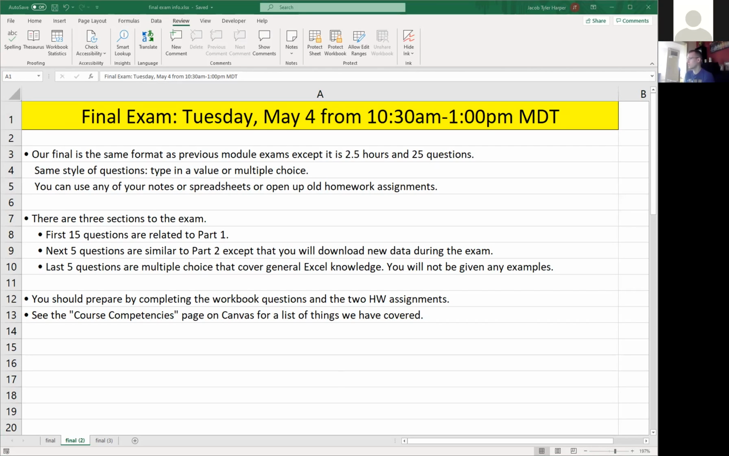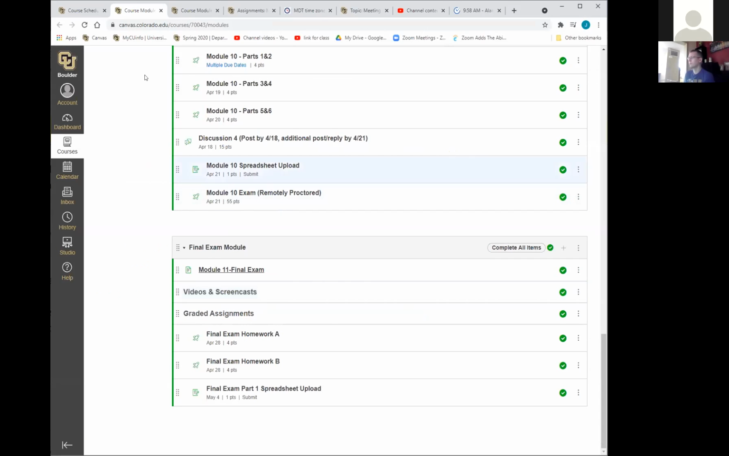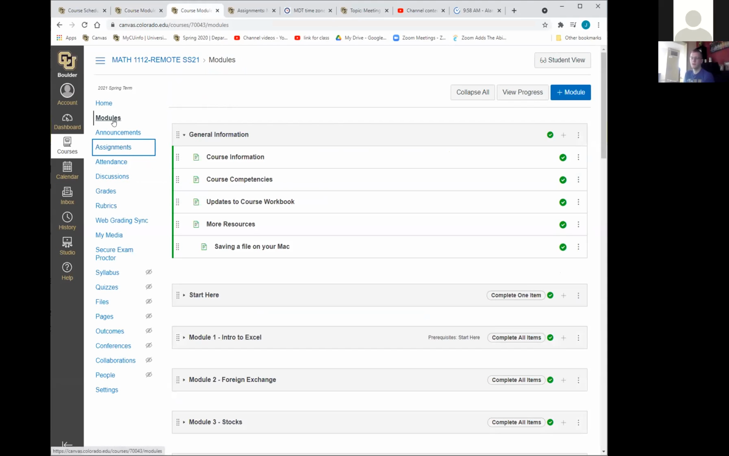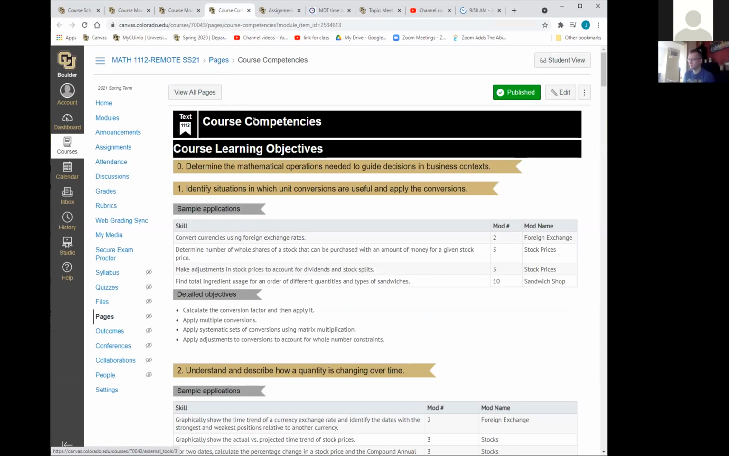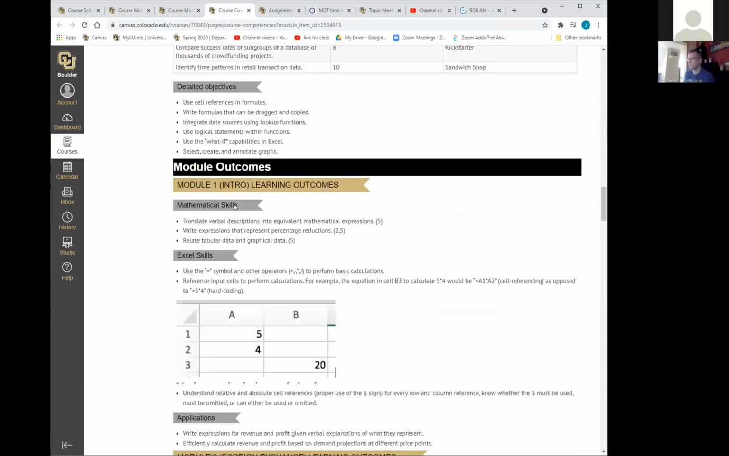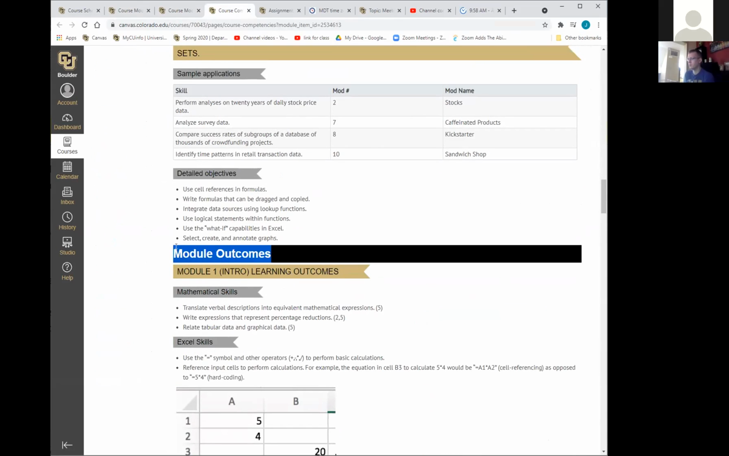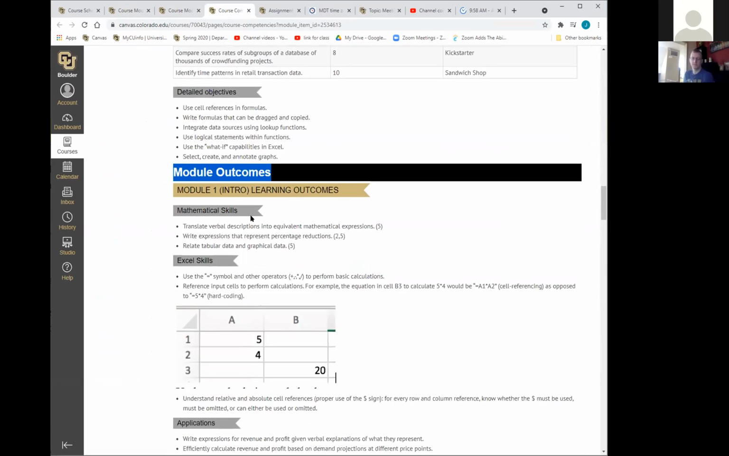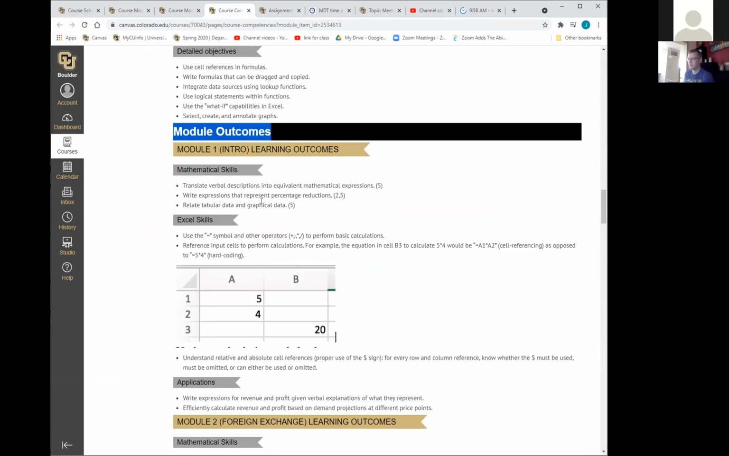So there we are. On the modules page of Canvas at the top, above all our modules, there's general information, and one of the links is this course competency link, which takes us here. And it has this general information about each one of these modules. Although I like to scroll about halfway down and look at this module outcomes section, I just think it does a better job of summarizing what we've done.